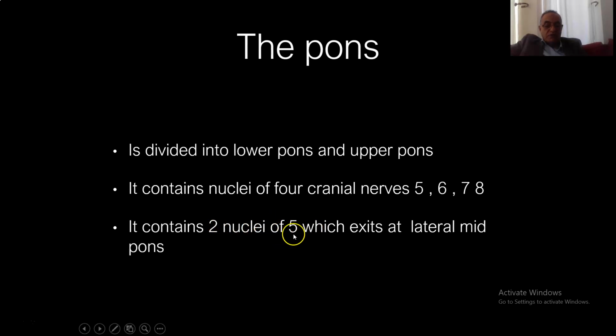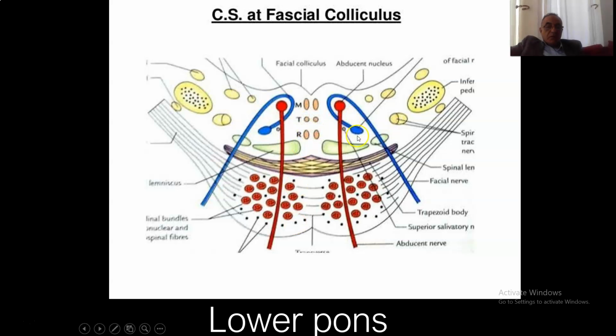1 nucleus was present in the medulla, we'll see it now later on. 2 nuclei present at the level of the pons, and 1 nucleus of trigeminal is present at the level of the midbrain. So this is the lower pons, you remember, correlate with the anatomy, gross anatomy.